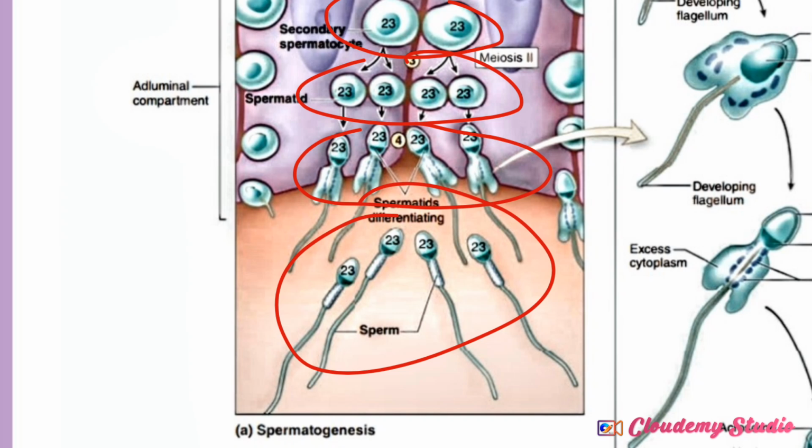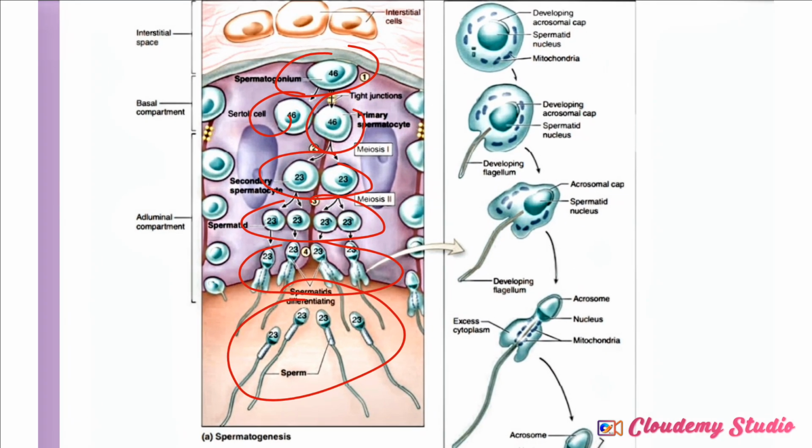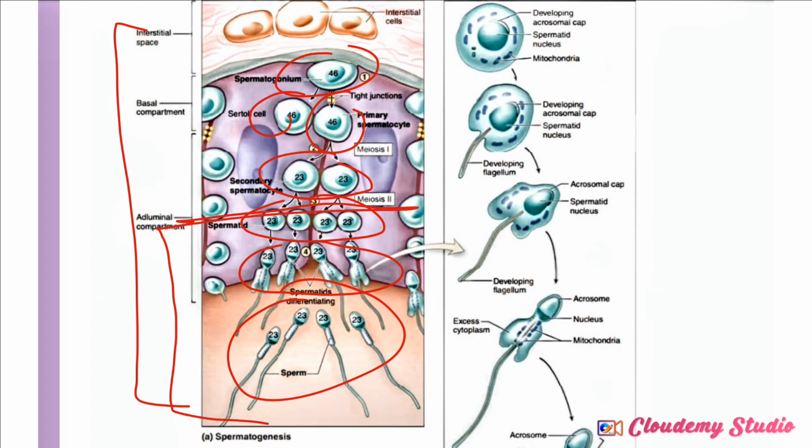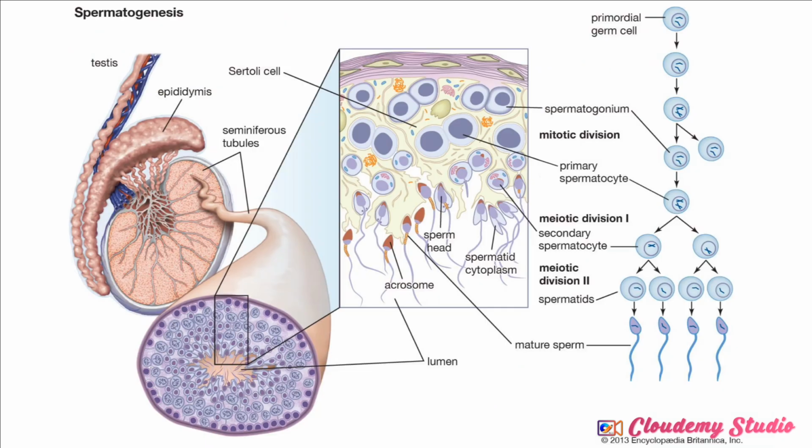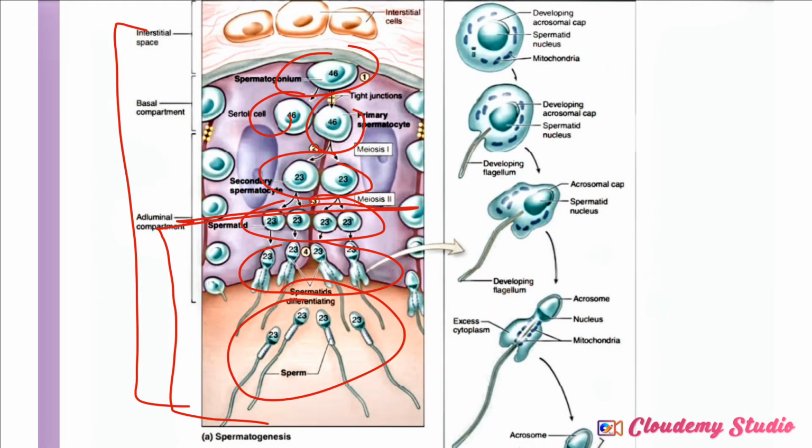So from here to here, let me indicate it. From everything that is here, from here to here is spermatogenesis. But from this place to this place is spermiogenesis, because it is in spermiogenesis that they become a mature spermatozoan. Now, this spermiogenesis consists of 4 basic stages.